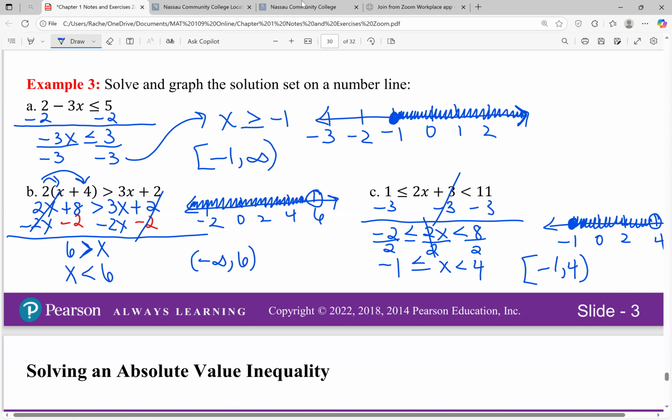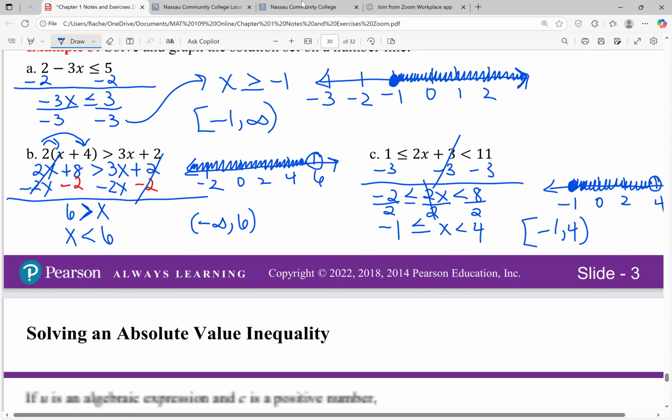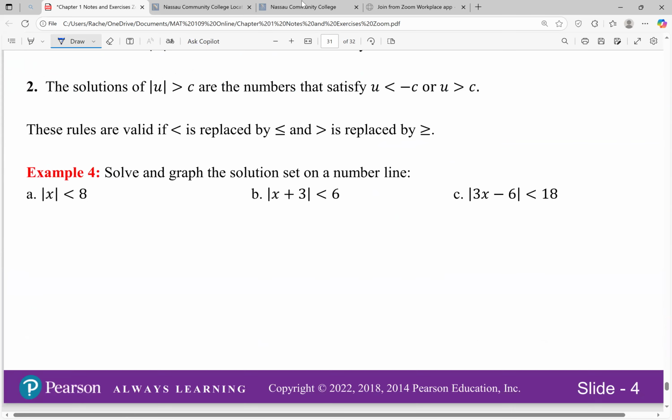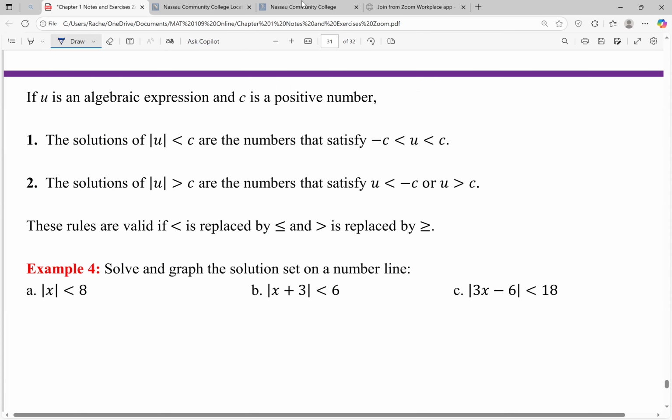Sometimes we might see an absolute value in the inequality. So if you look at example 4, I still see the inequality signs, right? The symbols, but now in each one, I have an absolute value statement. So how does that work? So I wanted to start by showing you an example on the whiteboard. So let's go over to the whiteboard for a minute.